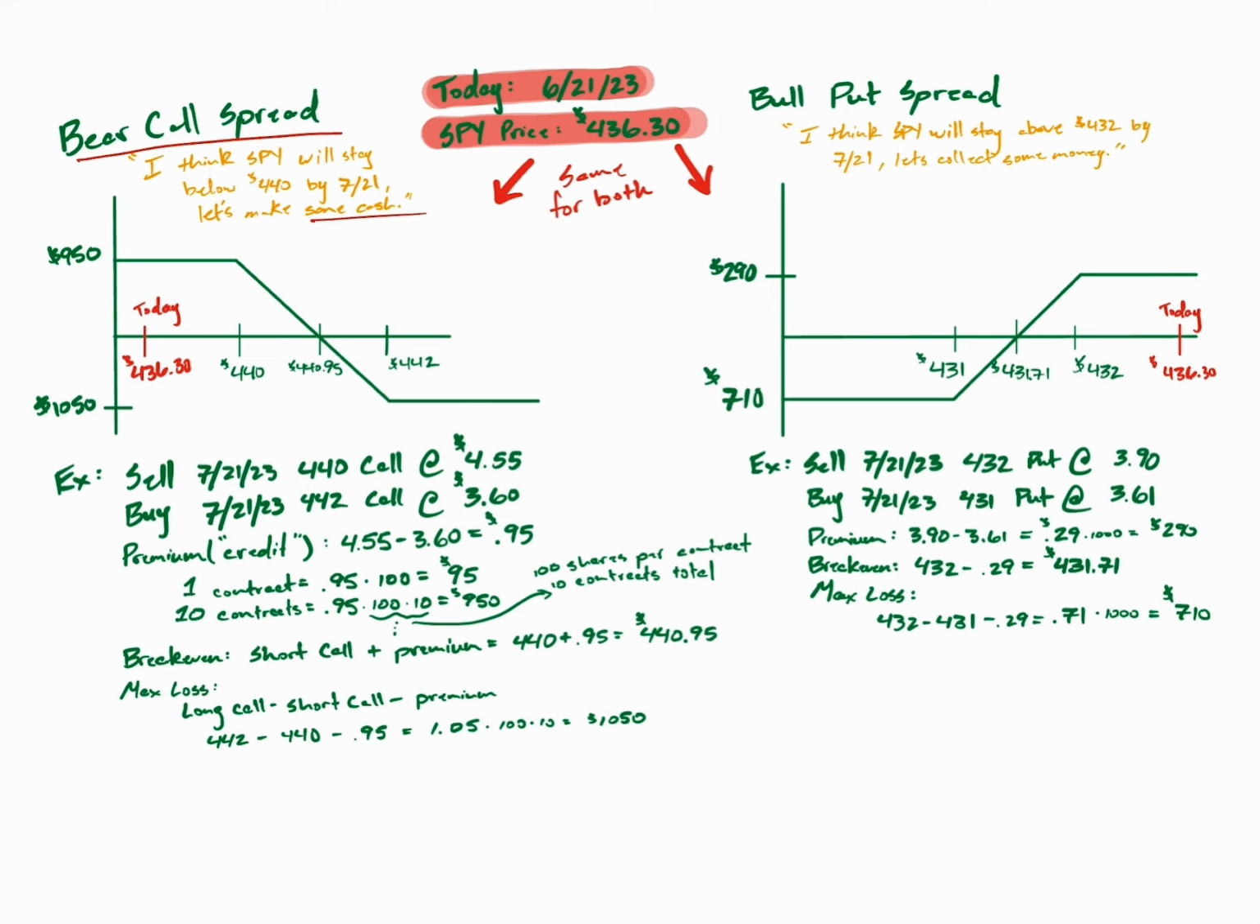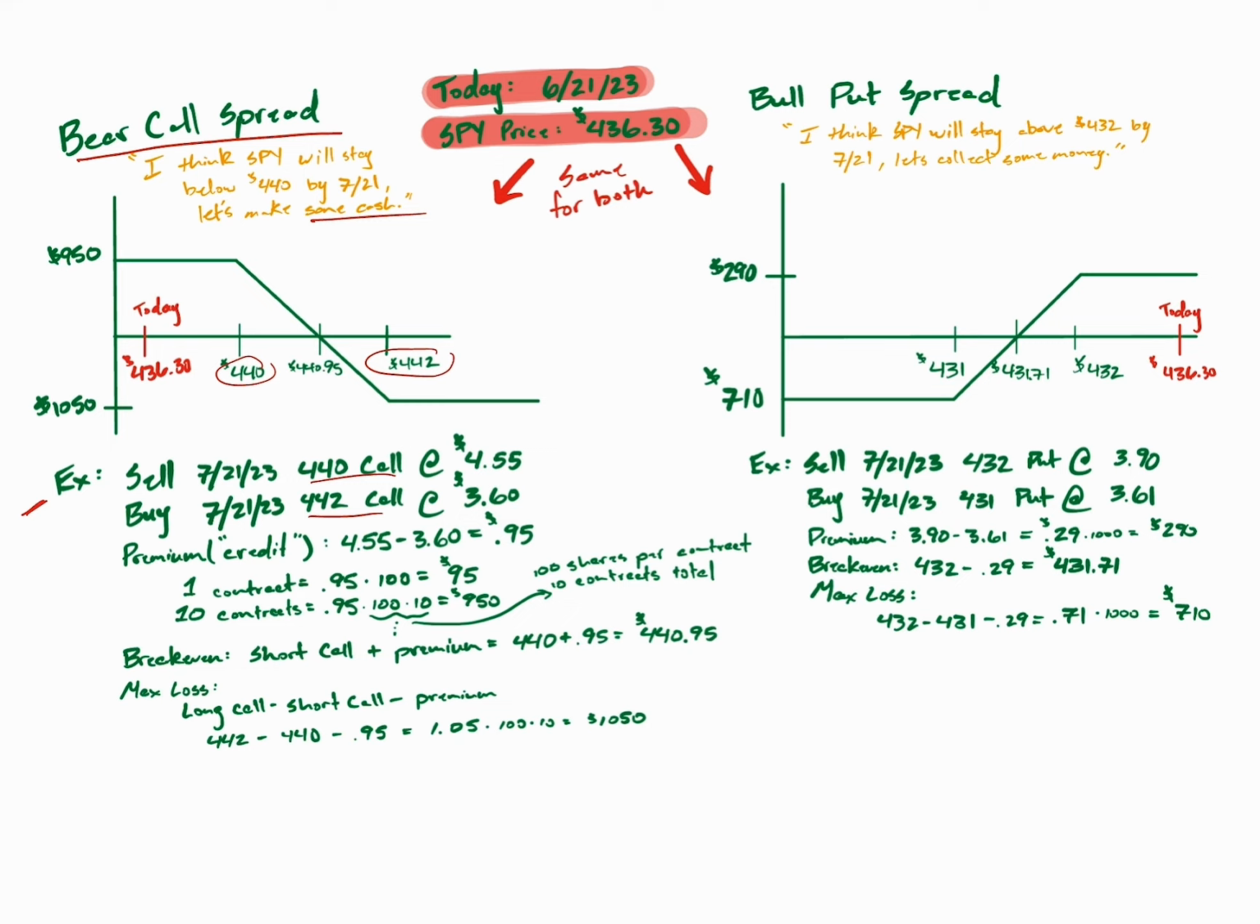So if we start over here on the left with an example, you can see that I'm going to sell a 440 call, right? So I'm selling this guy and then I'm buying this guy right here. And that kind of makes this unique little graph right here. I don't know, they call it a half a trapezoid or something, right? And so the premium is the difference between the two, right?